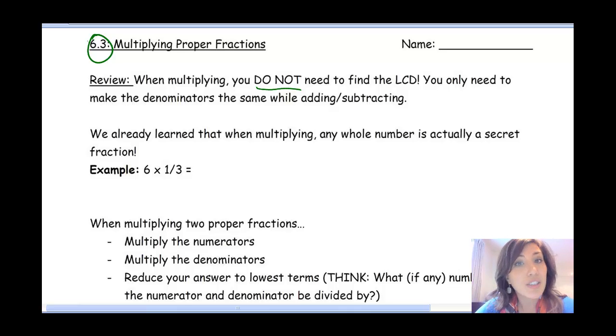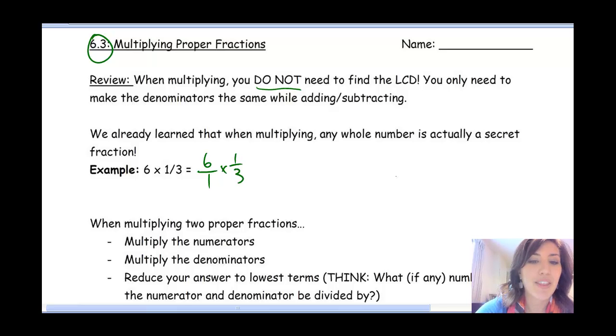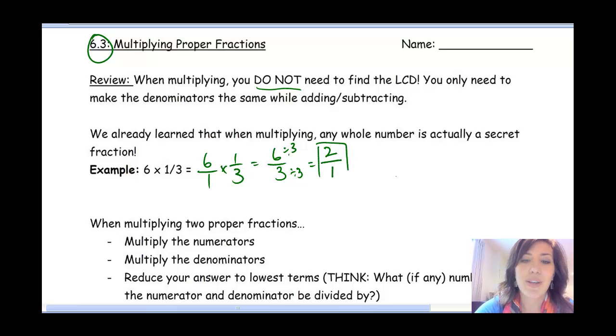And we already learned about multiplying fractions by a whole number, and remember that any whole number is really just a secret fraction. So 6 can also be expressed as 6 over 1 times 1/3. Multiply our numerators, multiply our denominators, and then figure out, is there any number that both can be divided by? Well, in this case, they can both be divided by 3. 6 divided by 3 is 2, 3 divided by 3 is 1, so our answer can be 2 over 1, or you can say plain old 2.